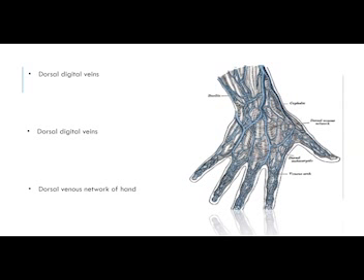Dorsal digital veins pass along the sides of the fingers and are joined to one another by oblique communicating branches. Those that form from the adjacent sides of the fingers unite to form 3 dorsal metacarpal veins. And the dorsal venous network of the hand is found on the back of the hand and gives rise to veins such as the cephalic and basilic veins.